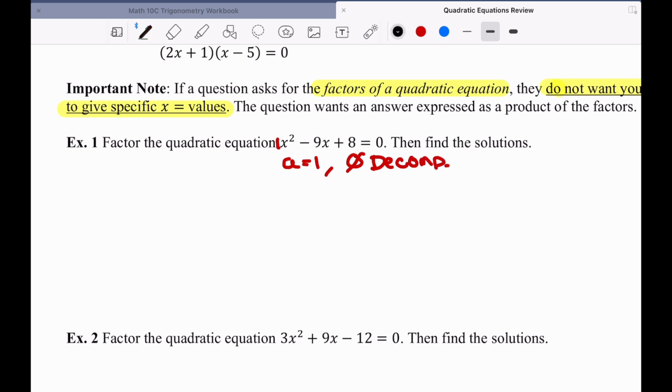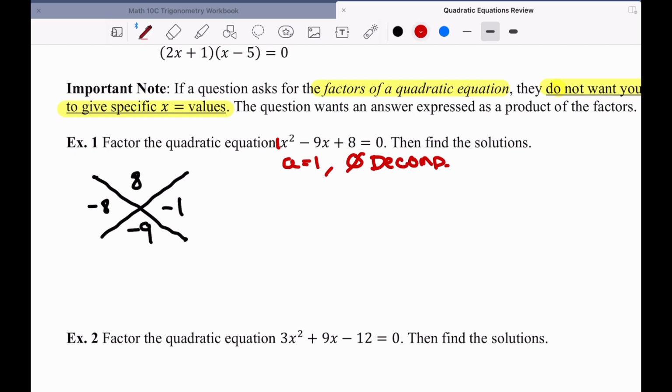Now I get to draw my x. So if I draw an x here, it's what multiplies to make 1 times 8, which is 8, and adds to make negative 9. I would argue that that's going to be negative 8 and negative 1. Because negative 8 times negative 1 will give us a positive 8 back again. But then negative 8 minus 1 gives us negative 9.